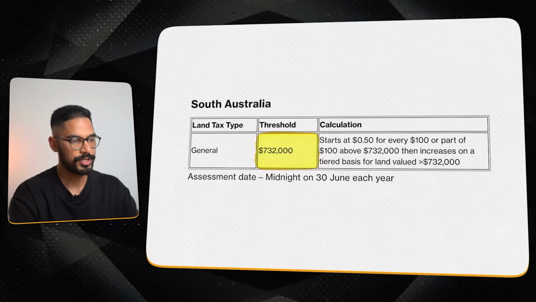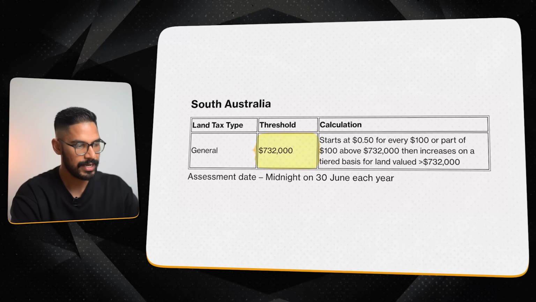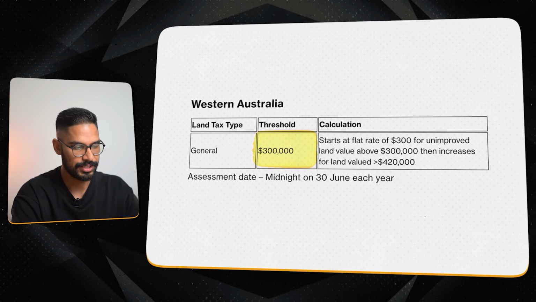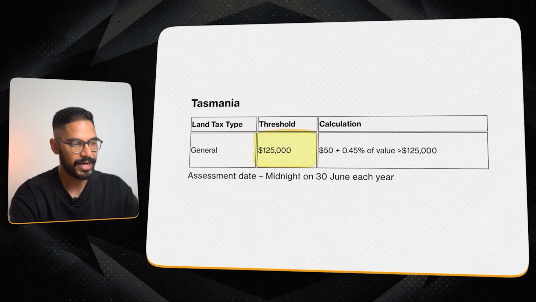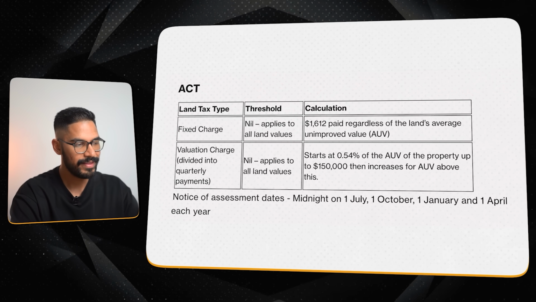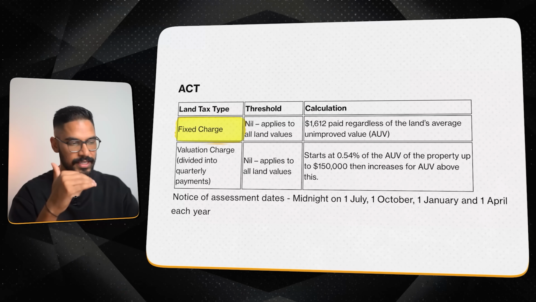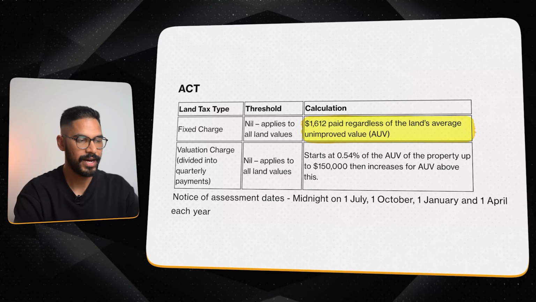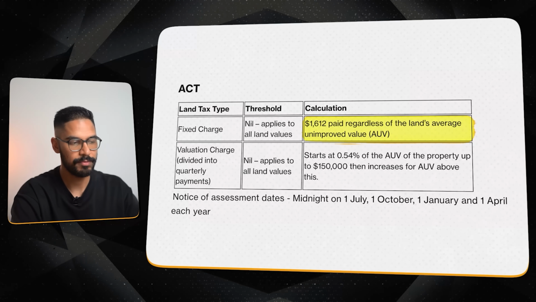In South Australia, the threshold is $732,000, and in Western Australia, it's $300,000. When you come into Tasmania, it's about $125,000, and in the ACT, it's a bit different. Over there, they have a fixed charge. There are no tiers. It's $1,612 that's paid regardless of the land's average unimproved value.